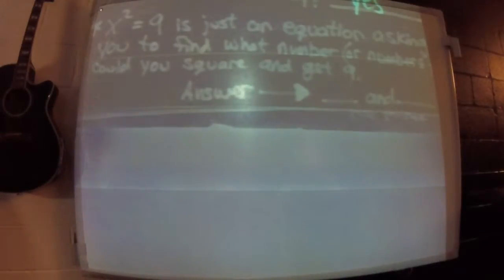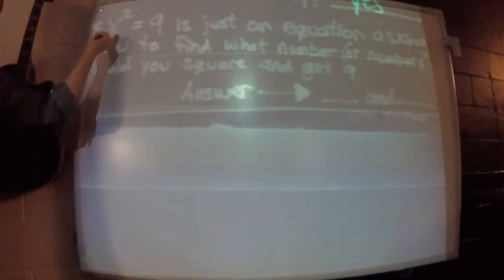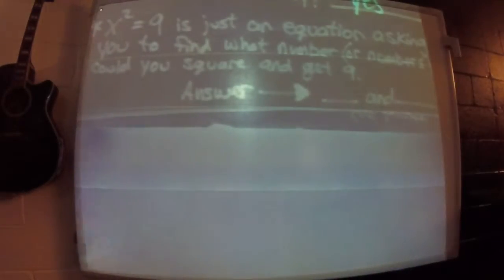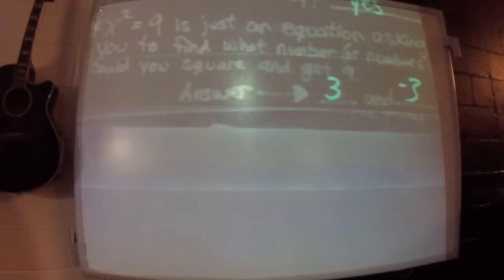So really, this question, when you just have x squared equals 9, is saying what number, if you squared it, gives you 9? Well, 3 does. Also, negative 3 does. So really just 3 and negative 3. That's one way to get the answer without doing the quadratic formula. What number squared would give you 9? 3 would, and negative 3 would.